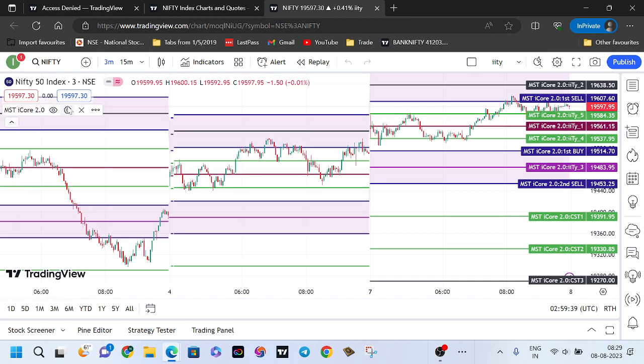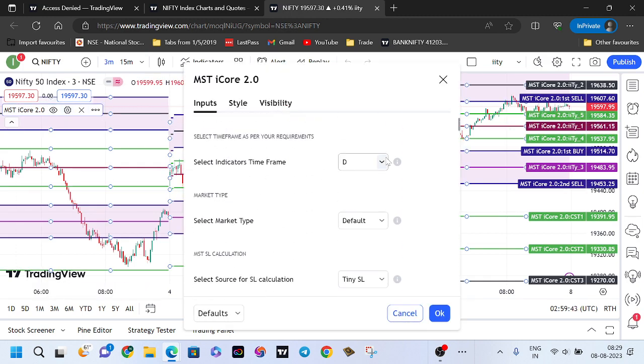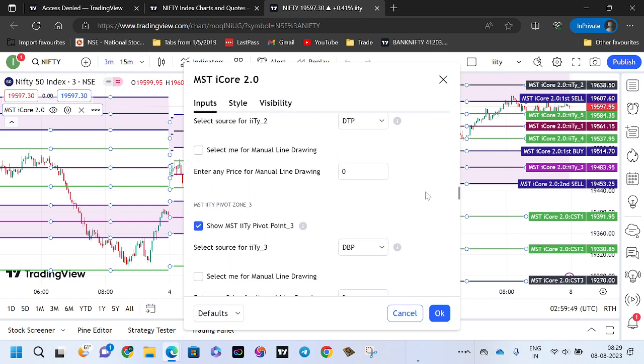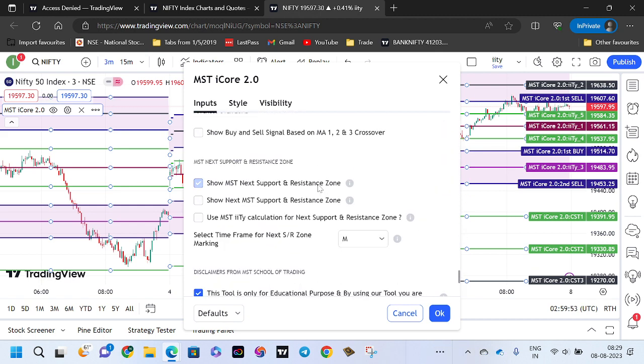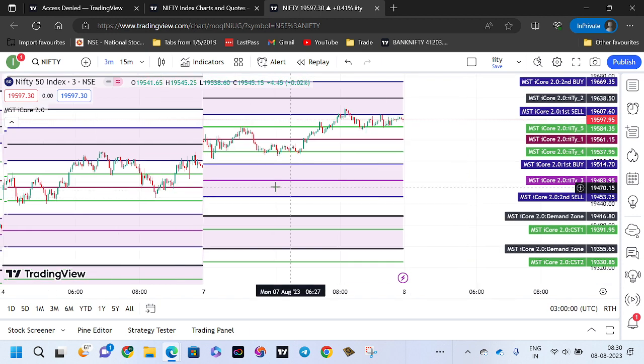Go to settings. First one is time frame. You can keep the default time frame. If you want the extended support and resistance, come here and at the bottom level you can see next level support and resistance. If the market is falling here, it will come here and it will get retraced.